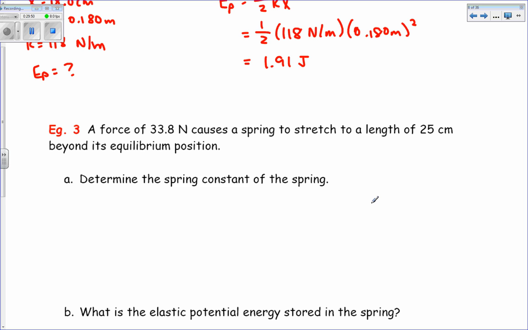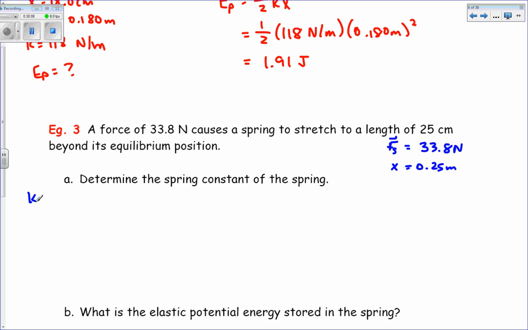When we're talking about elastic potential energy, it tends to be a pretty small number. Okay, a force of 33.8 newtons. So that would be our restoring force. 33.8 newtons causes the spring to stretch to a length of 25 centimeters, so 0.25 meters, beyond its equilibrium position.